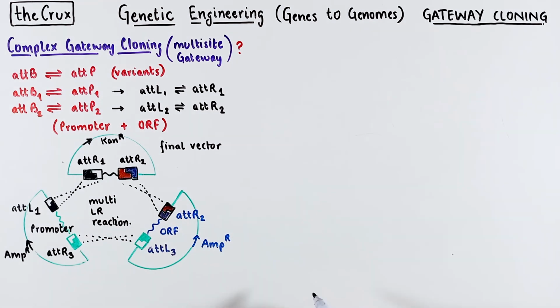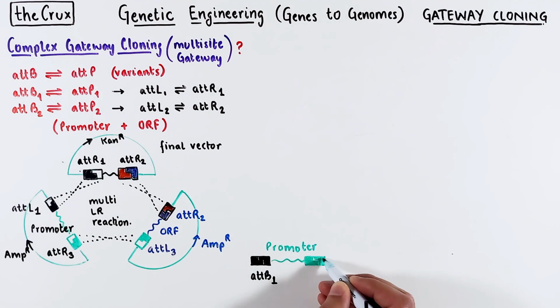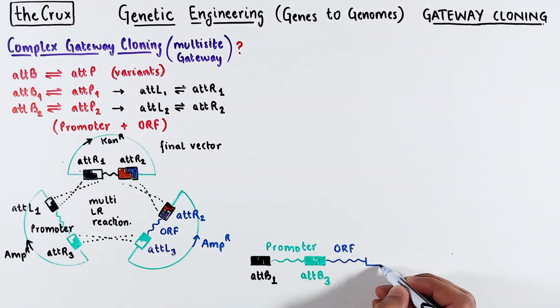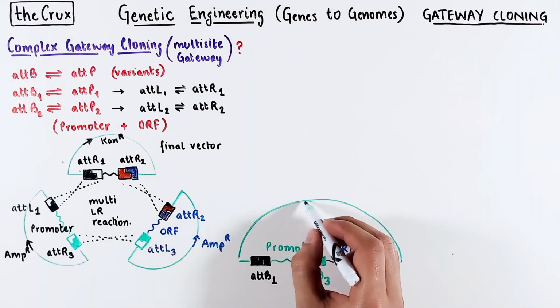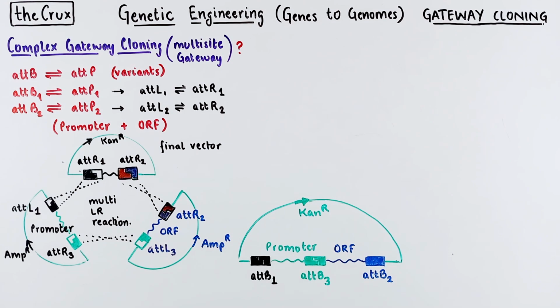If you solve this puzzle step by step, you will note that the promoter is flanked by attB1 and attB3. The ORF is flanked by attB3 and attB2. And this entire configuration is present in the final kanamycin vector.